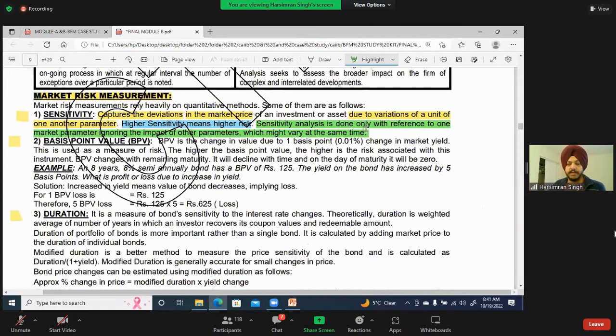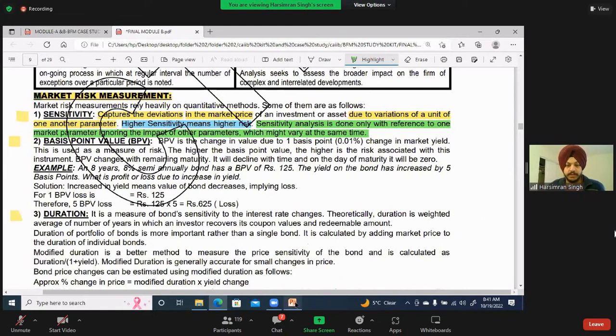So what are other parameters? Other parameters are: rating can change, there can be liquidity issues in the market, there can be economic issues. I've ignored all these things. All right. All these points which I've highlighted, including the question that you have noted, you have to remember. Is it clear?